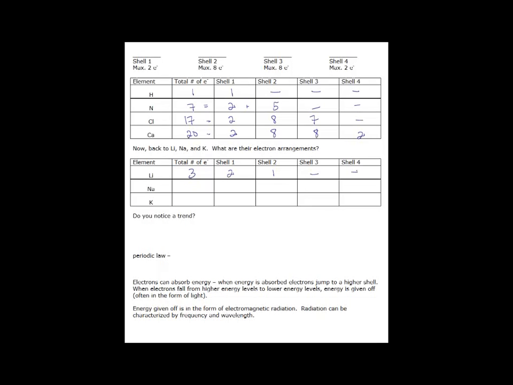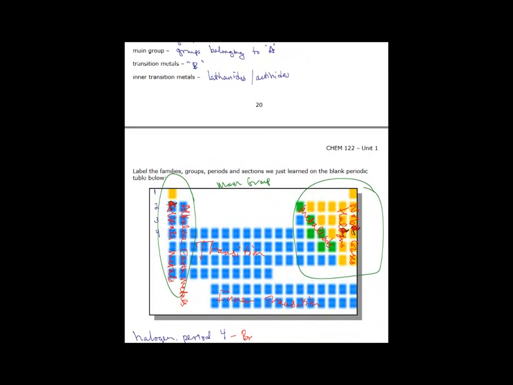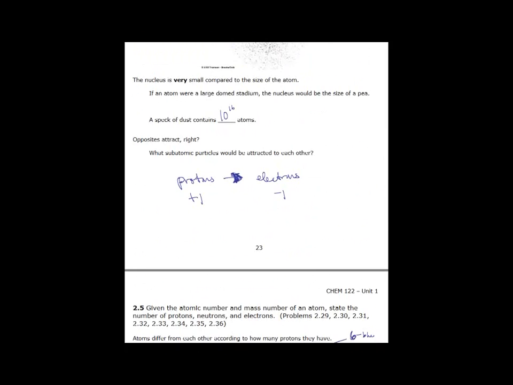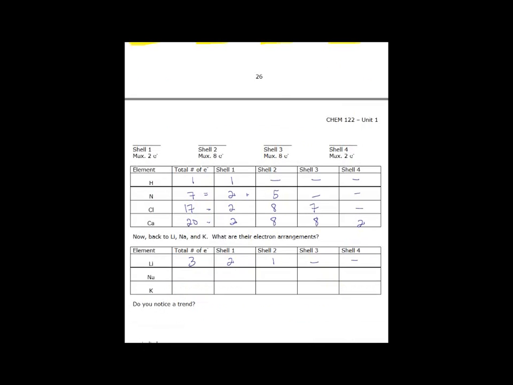Sodium has 11 electrons. And potassium has 19. So sodium, to park those electrons, I'm going to park the max that I can in shell 1, which would be 2. The max that I can in shell 2, which would be 8. So I have 10 electrons parked so far. I have 1 remaining. So 2, 8, 1.